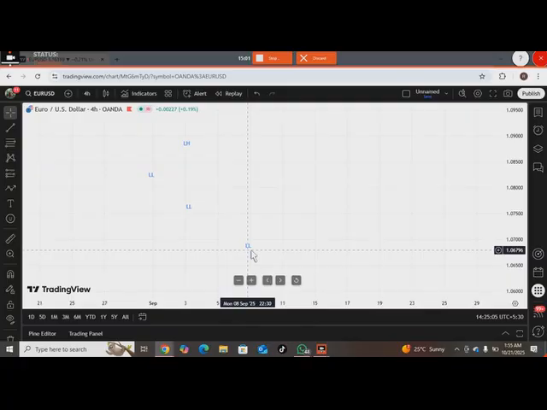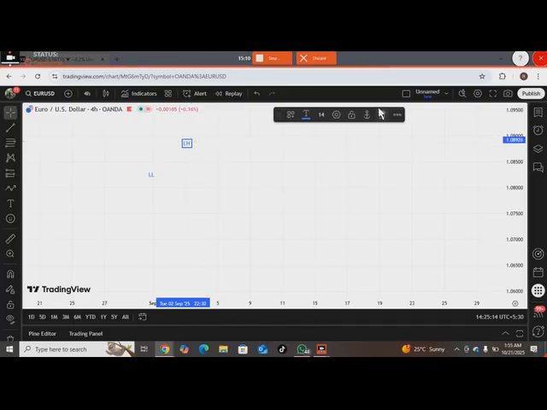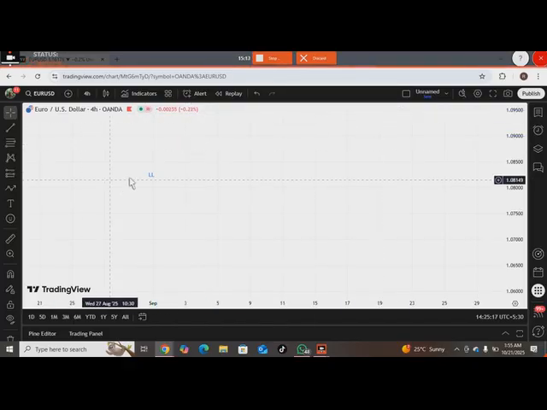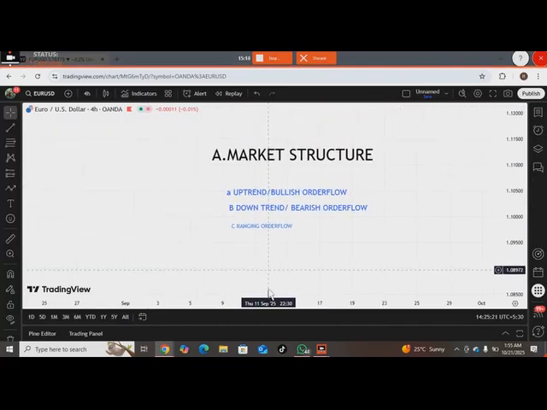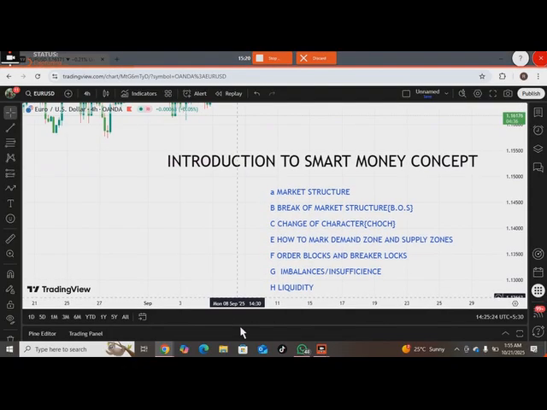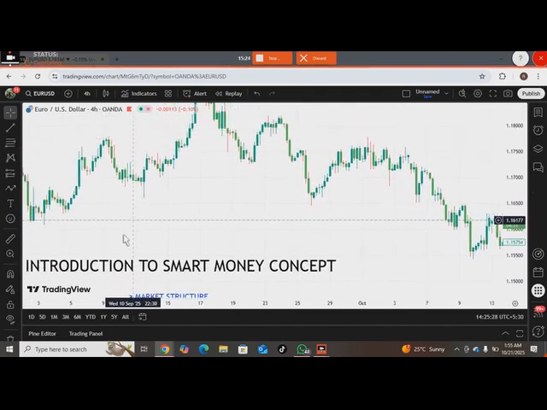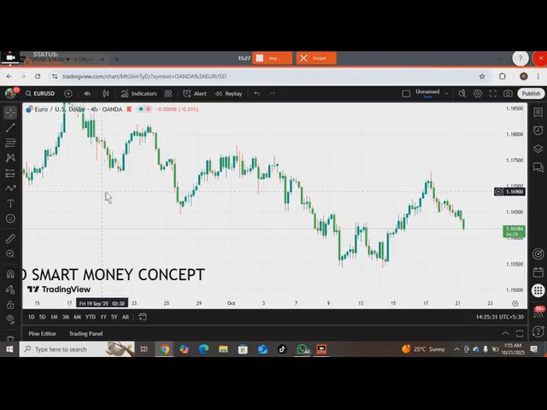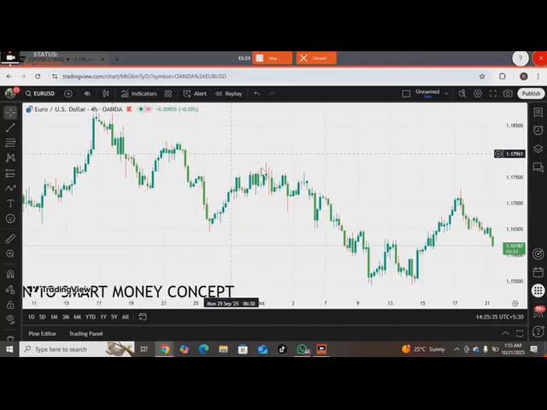Now let us see the last market structure. Before going to the last market structure, let us see it in a line chart. In a line chart, what we see here is that the market was on a series of downs, going in a downtrend from there to there. The market was moving down, as you can see here.